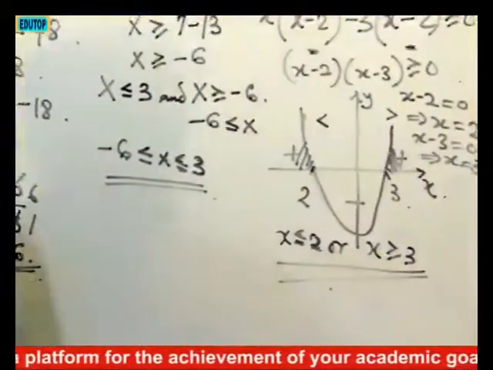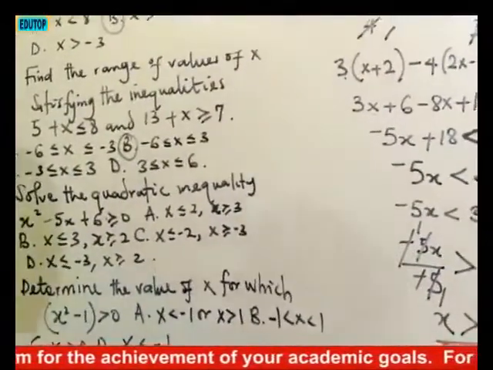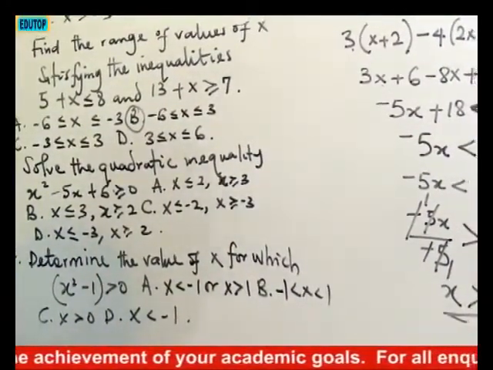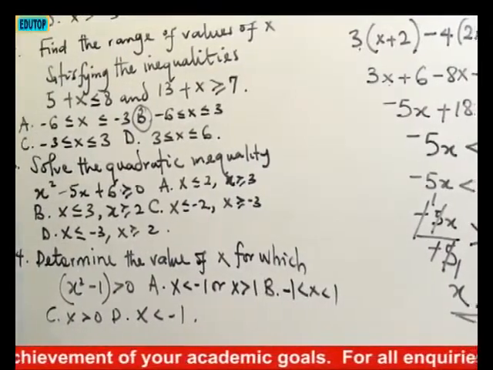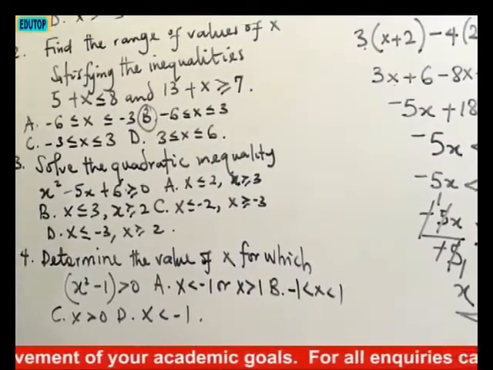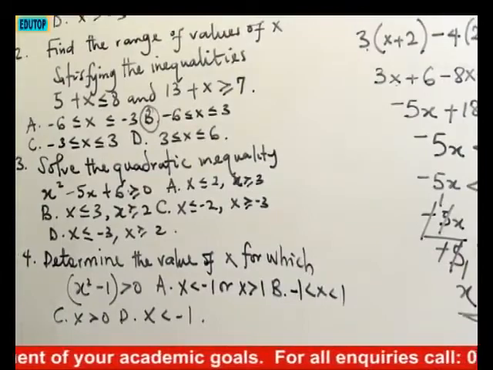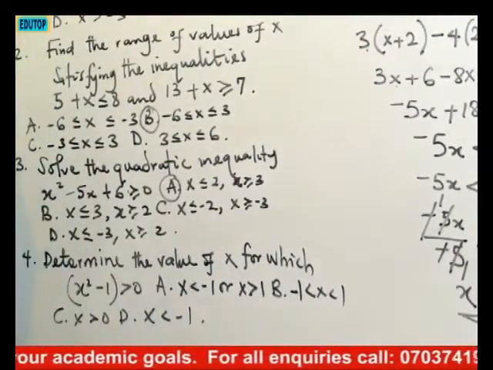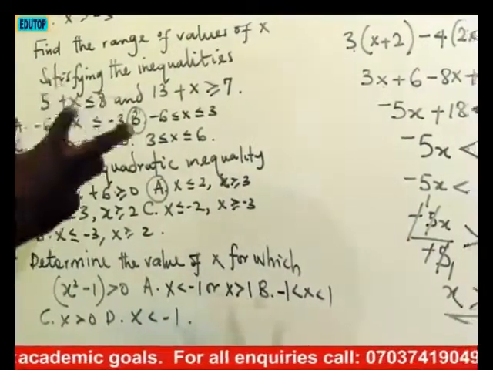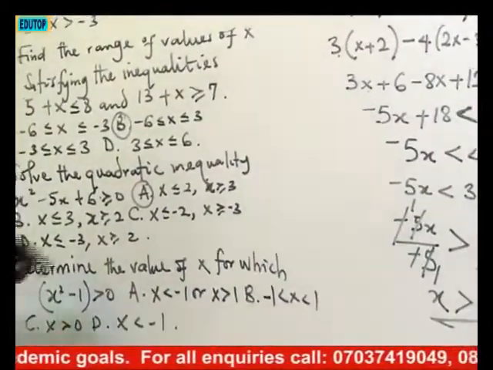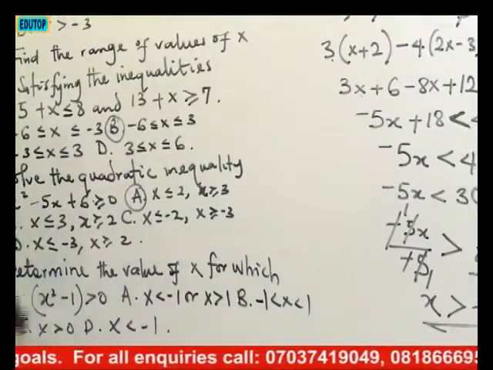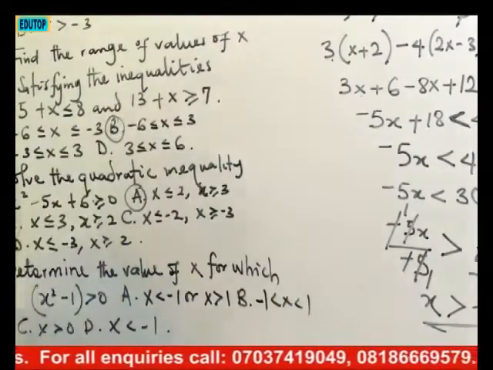So in this situation, let's go there and see the one that will correlate with that. x is less than or equal to 2, or x is greater than or equal to 3. So that is option A. You can see how I've been able to use analytical and graphical method to fashion out the answer to this very question. So it is not far-fetched. It is very simple, and it is done within the shortest possible time.